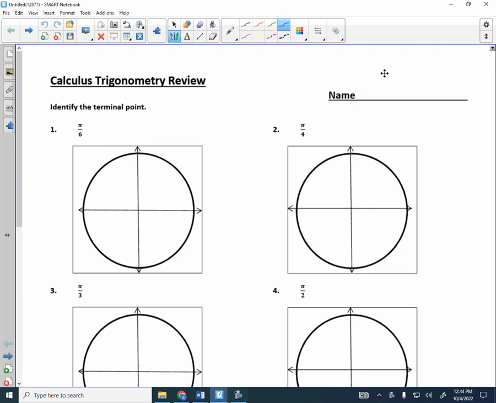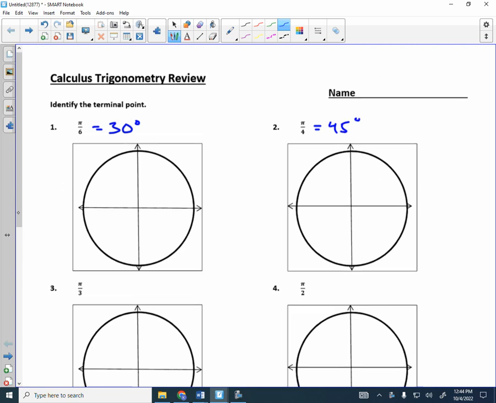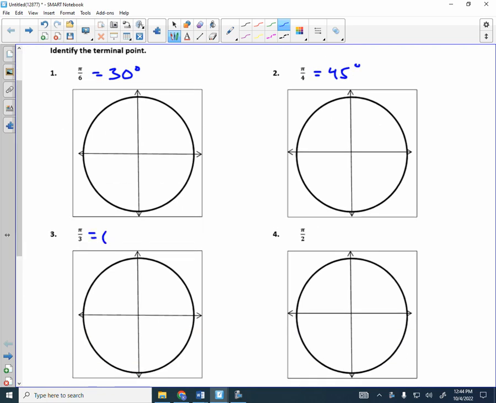Okay, so pi over 6, do you remember how many degrees that is? It is 30 degrees. How about pi over 4? 45 degrees. Pi over 3? 60 degrees. Okay, thank you. And pi over 2? 90 degrees.